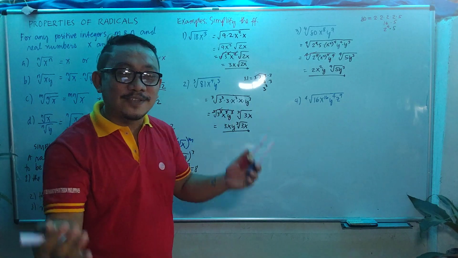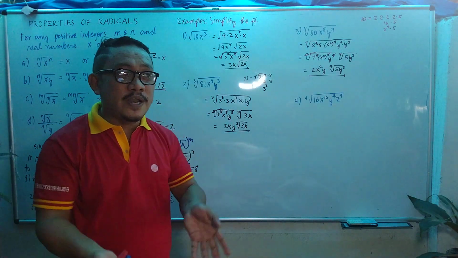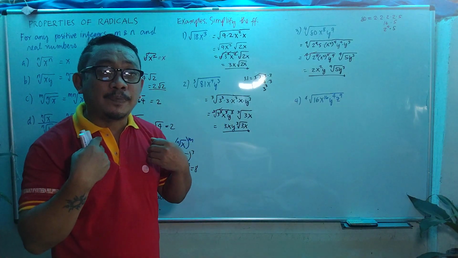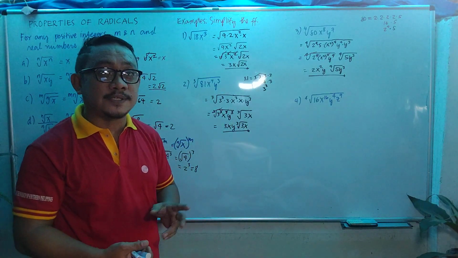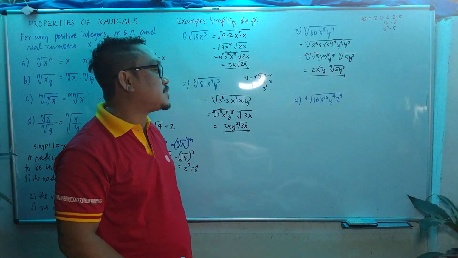I really hope you enjoyed and understood. Simplifying is easy. The important thing is that we really understand the properties, or the laws of radicals, so that we can apply them here in simplifying radicals. Okay.